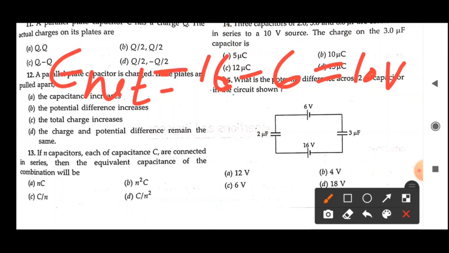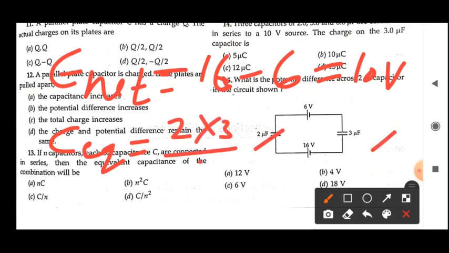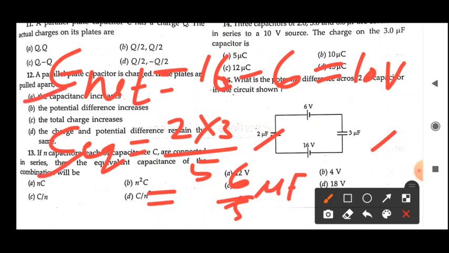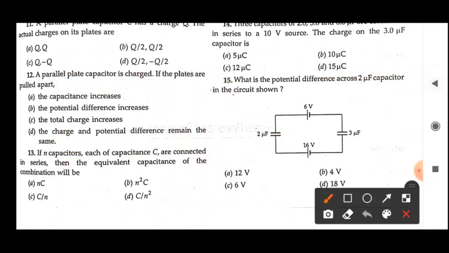Now we can find the net capacitance. Both capacitors are in series, so the capacitance is 2 into 3 upon 2 plus 3, that is 5. So it will be equal to 6 by 5 microfarad. Now, as we have to find the potential across the 2 microfarad capacitor, potential is equal to charge upon capacitance. As we have the potential, we can find the charge first.